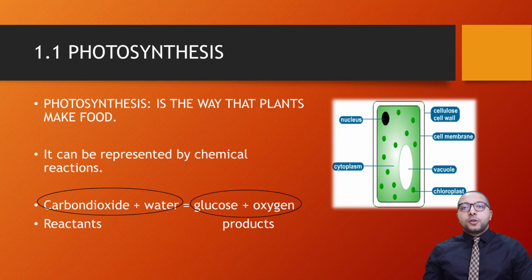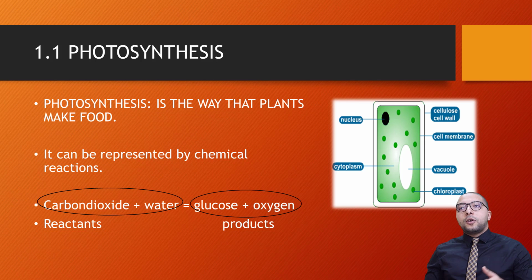The first lesson of this unit is photosynthesis. Photosynthesis is the way that plants make their own food. Basically, it's a chemical reaction. Before we start discussing photosynthesis, at the beginning I want you to recap what a plant cell is. A plant cell is the simple unit of the plant that the plant uses to build up its own body.